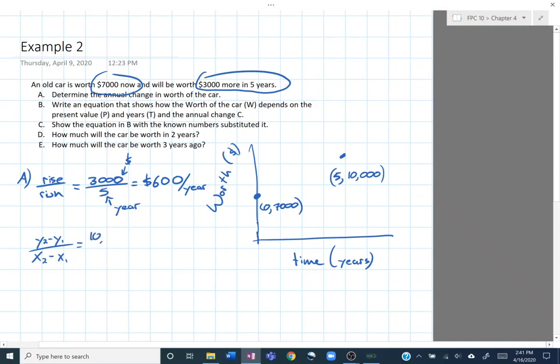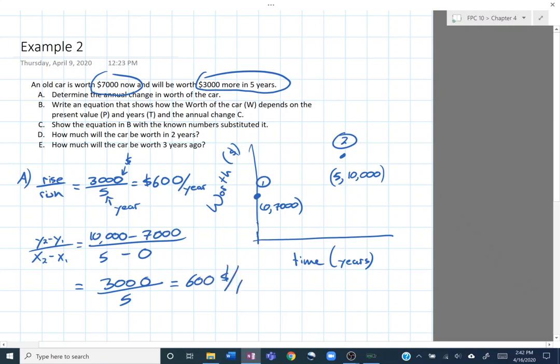I have 10,000 for my y2, I'll call that 0.2 and that 0.1, my 10,000 minus 7,000 divided by 5 minus 0, and I end up with 3,000 divided by 5, which is going to be $600 per year. If we do two different things, two different ways, and we come to the same answer, chances are really high we did it well. Either of those approaches will work well with this, and they get the same answer and are essentially the exact same thing.